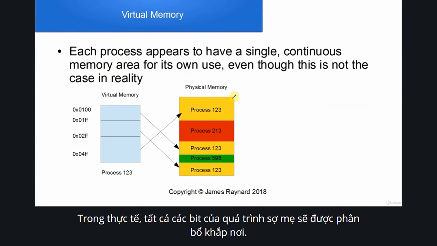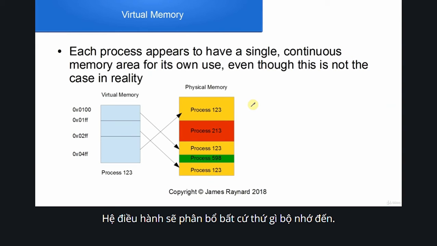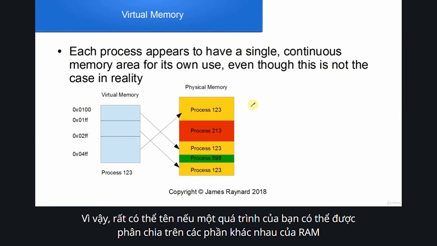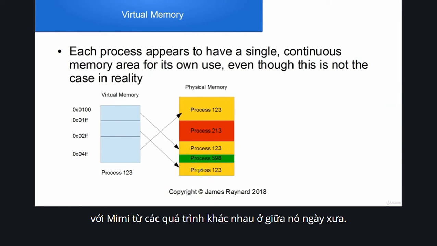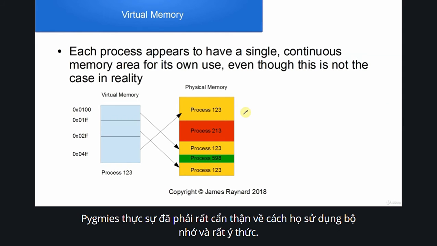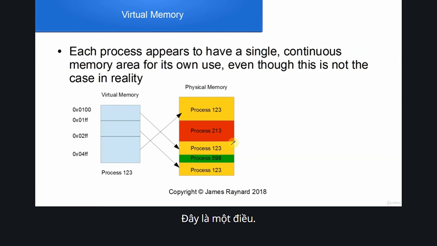In reality, all these bits of memory for processes are going to be allocated all over the place. The operating system will allocate whatever memory comes to hand, really. So it's quite possible that the memory for one process could be split across different parts of RAM, with memory from different processes in between it. In the old days, programmers actually had to be very careful about how they used memory and be very aware of this sort of thing.